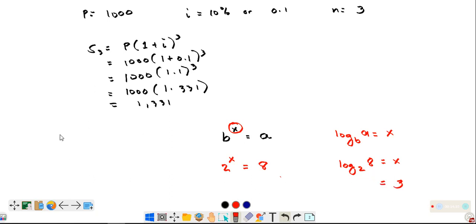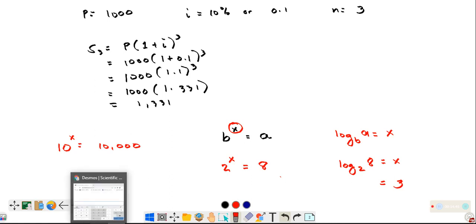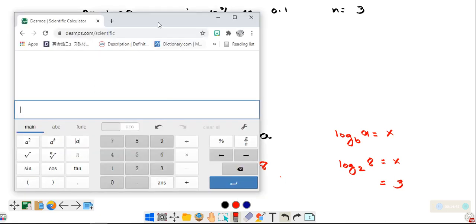Kuha tayo na ibang example, yung sa common logarithm lang. Say for example, you have 10 raised to a certain power x. Kailan siya magiging 10,000? So, I think kaya na siya nung available na na calculator dito.